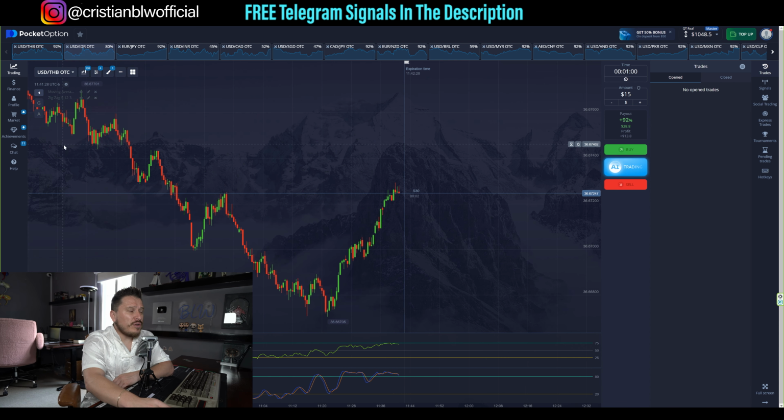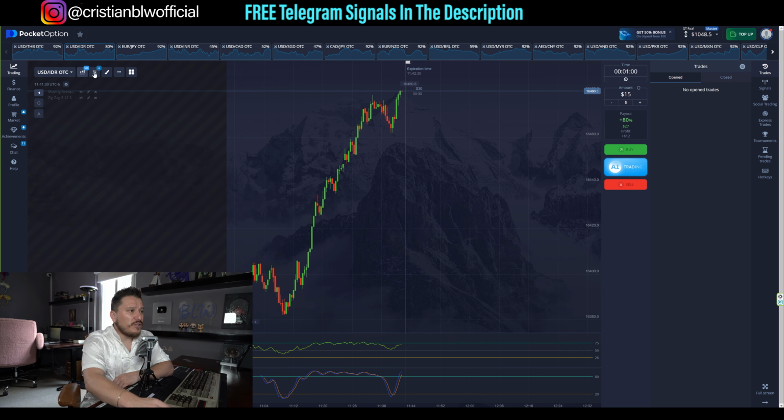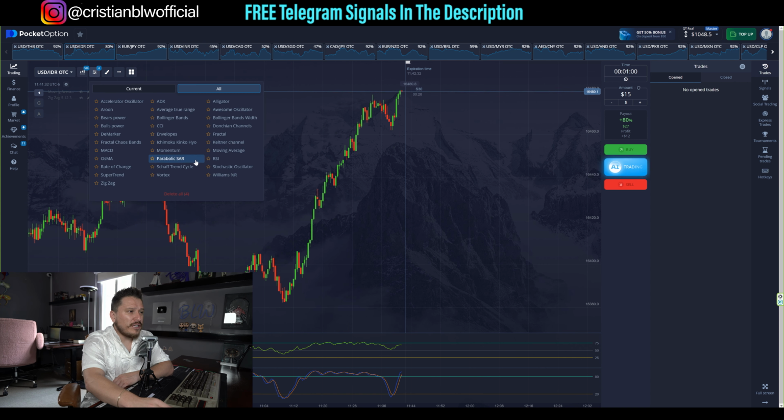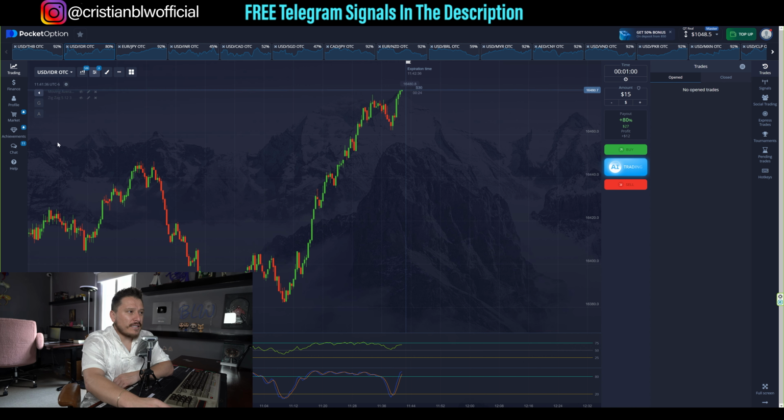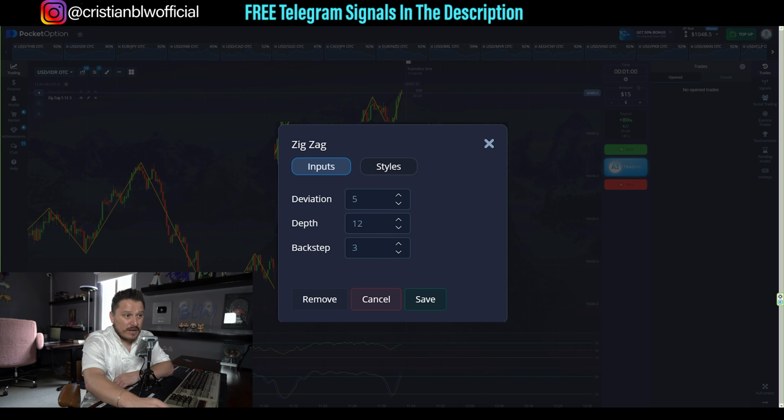The second thing you're going to do is add two indicators. The first one is right here. It's called zigzag, literally right here. Boom. I have it added right here. So this is the one that I'm looking at right now. And you need to use these periods: 5, 12, and 3.